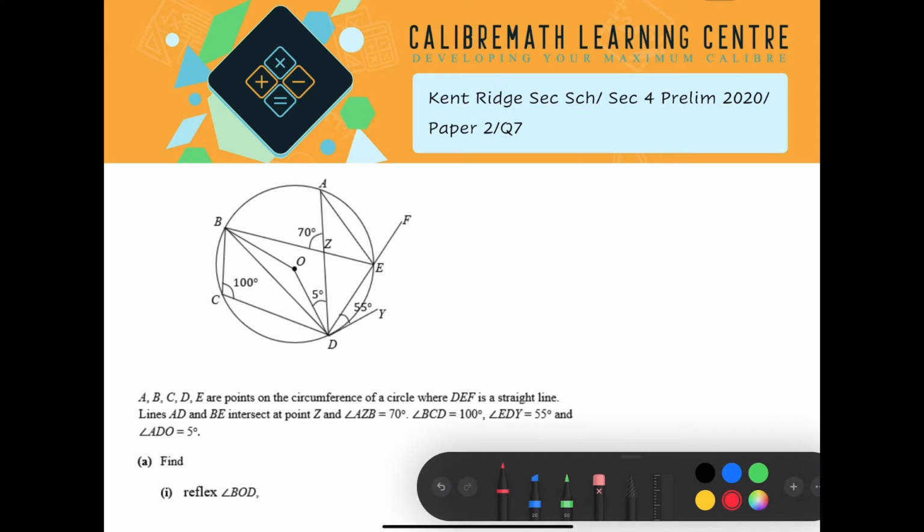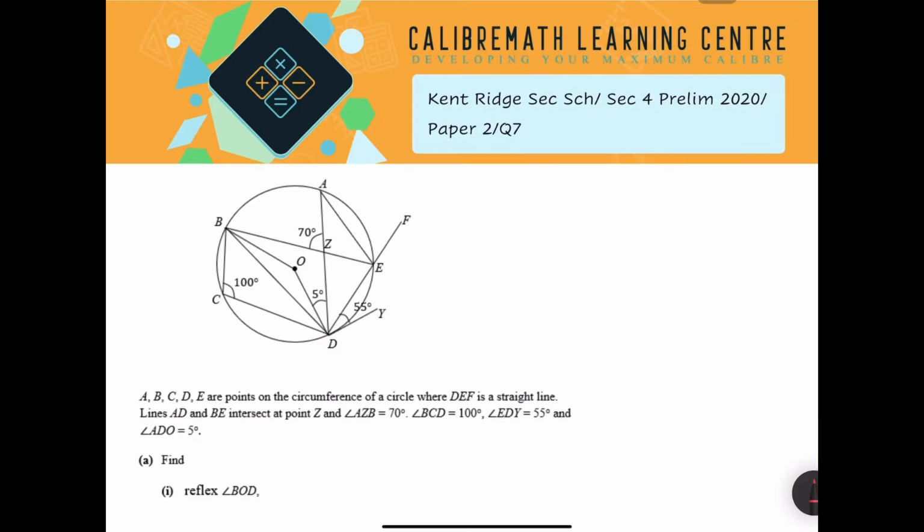In the end, students will end up spending a lot of time looking for angles that they won't be using and eventually giving up on the question. Today, we will highlight the common mistake that students are going to make for this question. Now, let's take a look at this circle question.